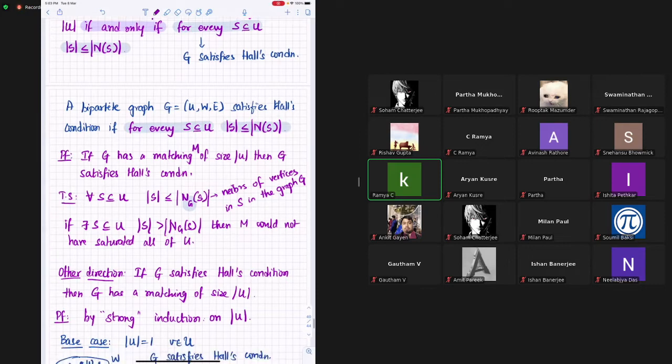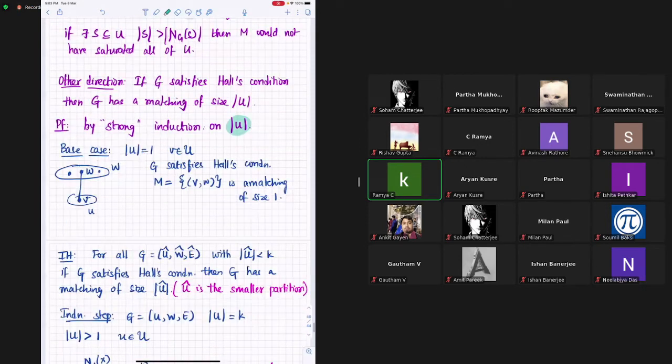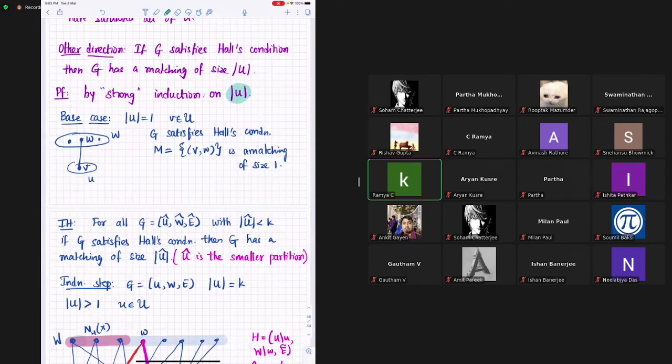For this, we actually used strong induction. There was one confusion there, so let's clarify that. What do we mean by strong induction on the size of U? This means that you assume the statement for all cases less than K, and then you try to prove it for K. For |U| equal to one, when there's just one vertex in the smaller partition, you definitely have one edge, and you just pick that edge because we know that G satisfies Hall's condition.